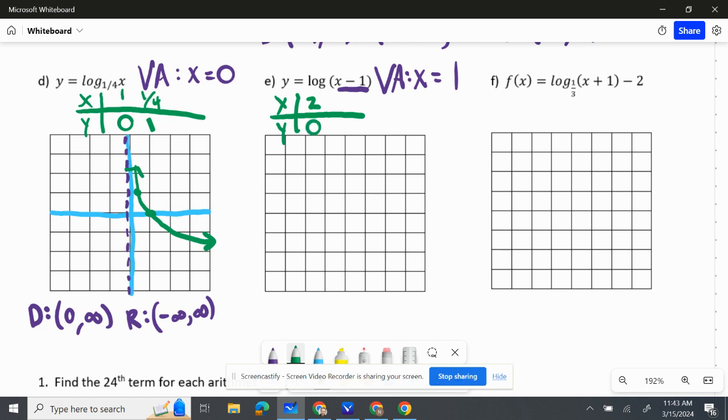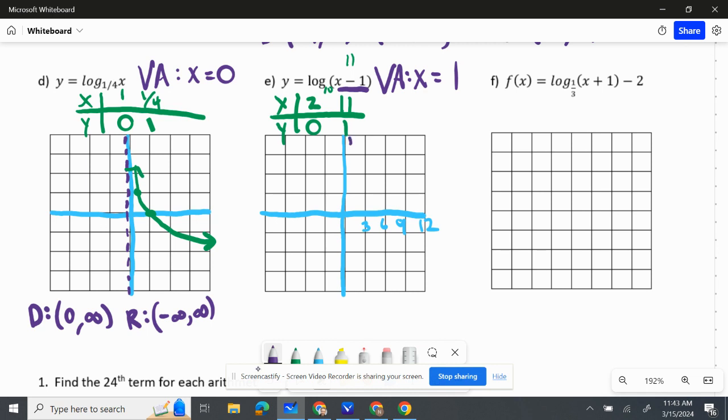Then what we're going to do is we're going to figure out our base. It doesn't give us a base, so that would be a base 10. So 11 minus 1 is 10. Whenever the bases are the same, it becomes 1. And what I'm going to do is I'm going to go by 3s. So 3, 6, 9, and 12.